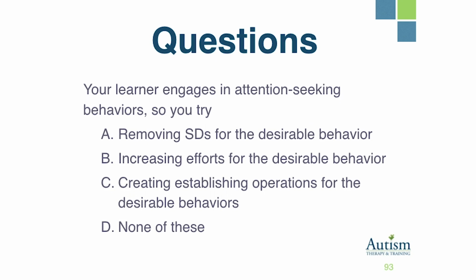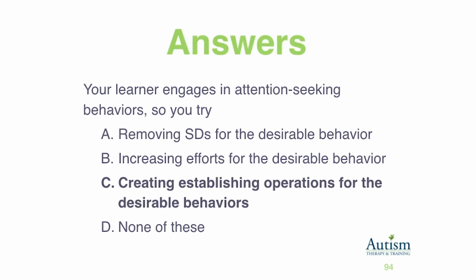Your learner engages in attention-seeking behaviors, so you try: A, removing SDs for the desirable behavior. B, increasing efforts for the undesirable behavior. C, creating establishing operations for the desirable behavior. Or D, none of these. And the correct response is C, creating establishing operations for the desirable behaviors.